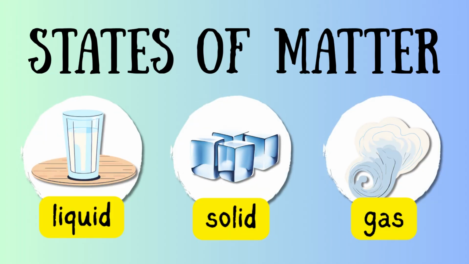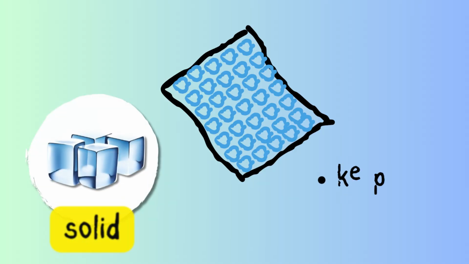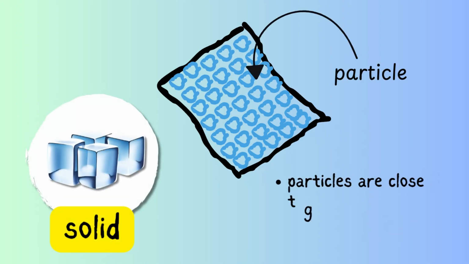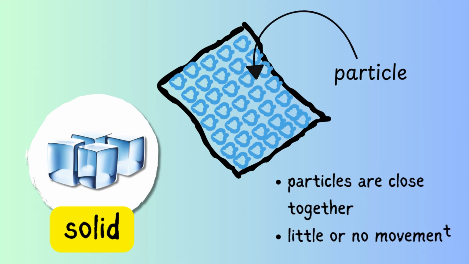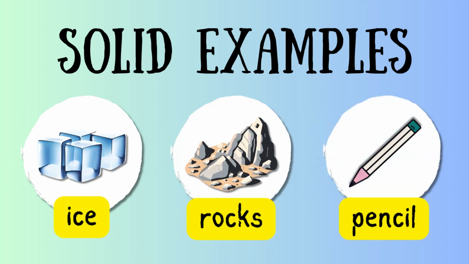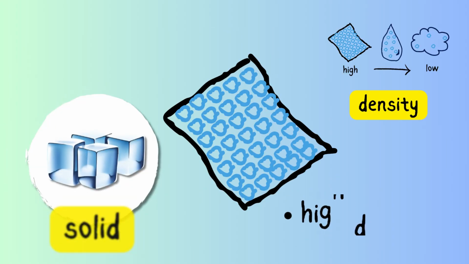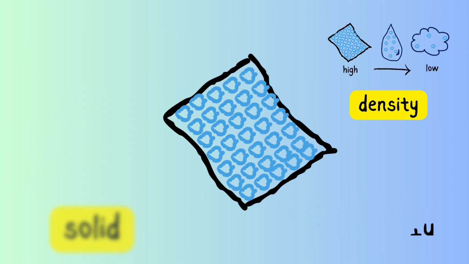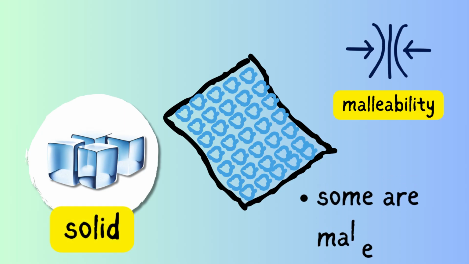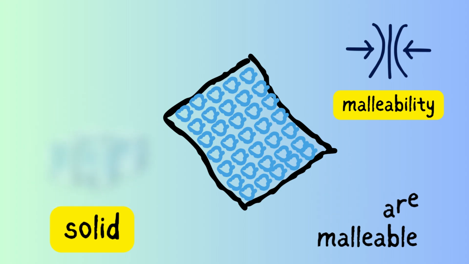Now, let's look at the three main states of matter. The first one is solid. A solid keeps its shape. The particles are close together and do not move much. For example, ice, a rock, a pencil. Solids have a high density. Some solids are malleable, which means they can bend or change shape without breaking.